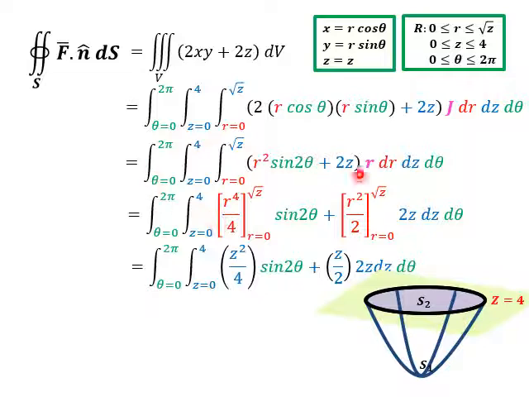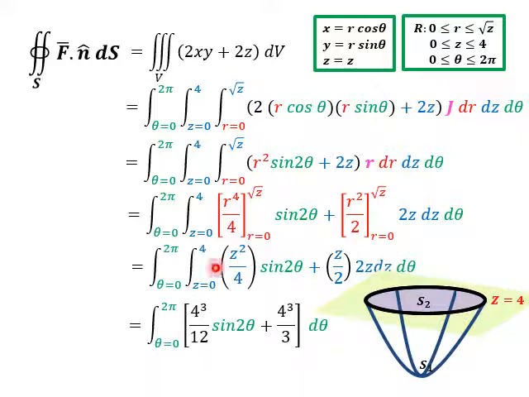Now the triple integral is converted to a double integral with respect to z and theta. Integrate with respect to z. The integral is converted to an integral with respect to theta. Sin 2 theta integral from 0 to 2 pi is 0. So we will get the integral value as 128 pi by 3. So the flux across the surface is 128 pi by 3.